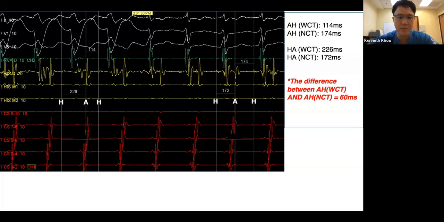Now, it's easy to explain why the HA interval is different between the broad and the narrow complex. As I mentioned previously, in the case of Kuhlman's phenomenon, because of the functional left bundle branch block, it takes a longer time for the conduction to return from ventricles to the atrium. Therefore, wide complex would have a longer HA time compared to narrow. So this can be explained. But what then accounts for the difference in the AH interval between the broad and the narrow complex? So that is the question.